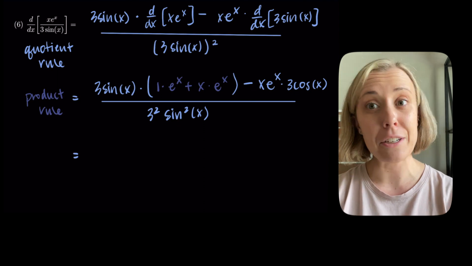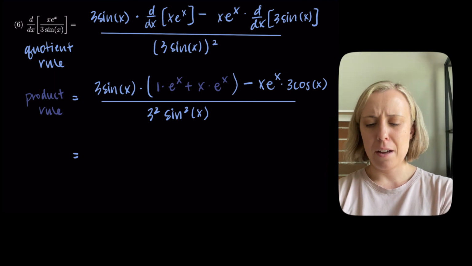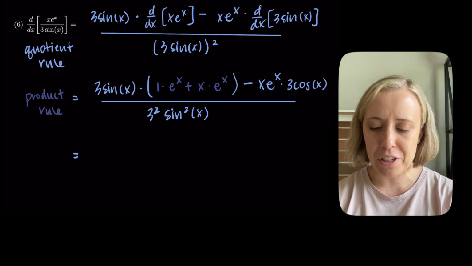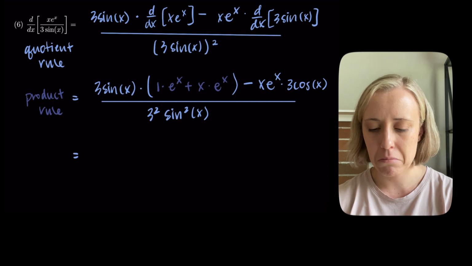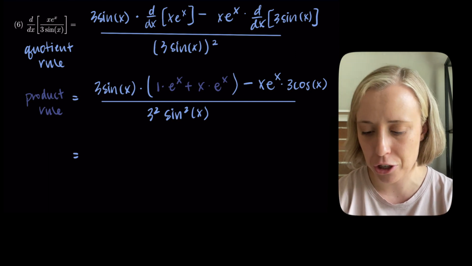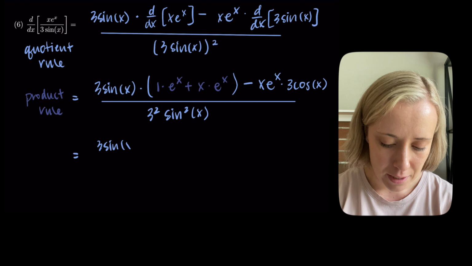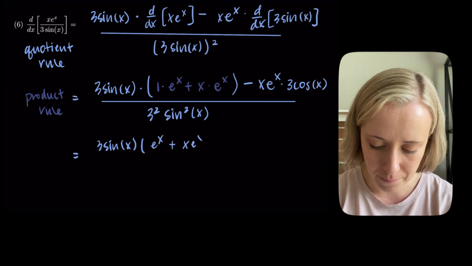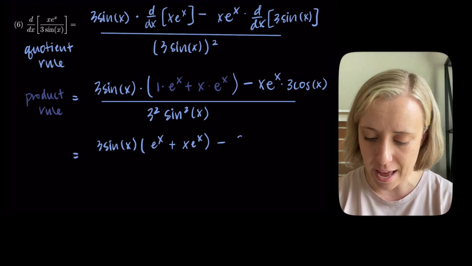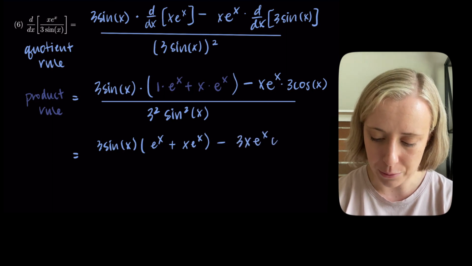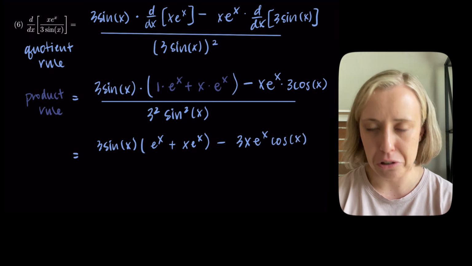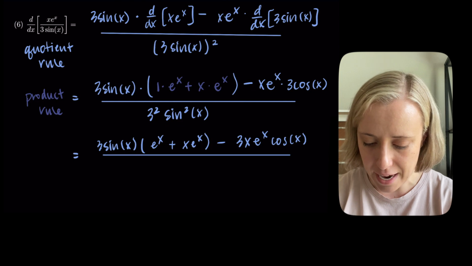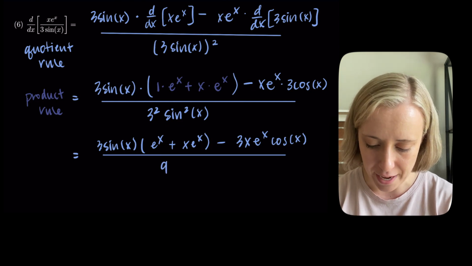Okay, so we're technically done. We did the derivative. With that product rule, I think I'm just gonna clean it up a little bit, not too much. Okay, 3 sine of x times e to the x plus x e to the x, minus, let's do it as 3x e to the x cosine of x. I don't know, that's just the order I like to write those things in. Okay, and then that all gets divided by 9 sine squared of x.